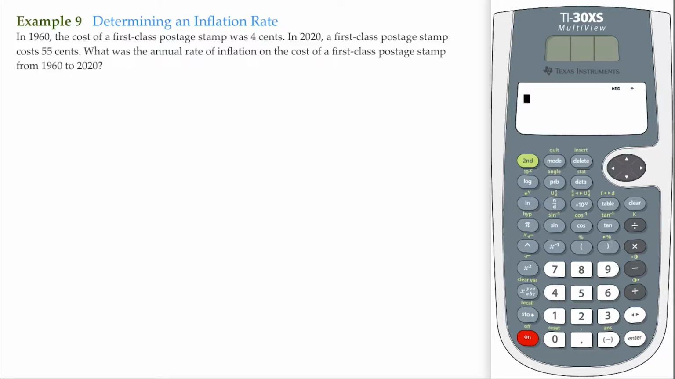So here we have in 1960, the cost of a first-class postage stamp was 4 cents. In 2020, a first-class postage stamp cost 55 cents. What was the annual rate of inflation on the cost of a first-class postage stamp from 1960 to 2020?